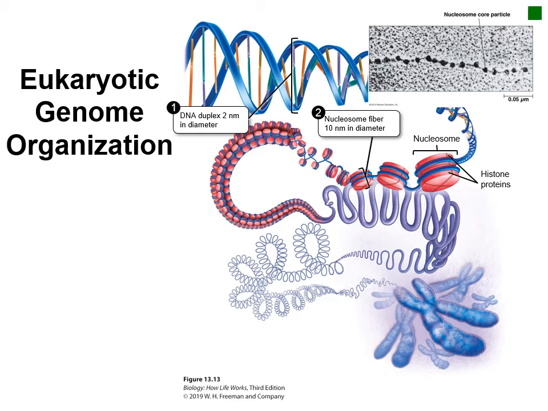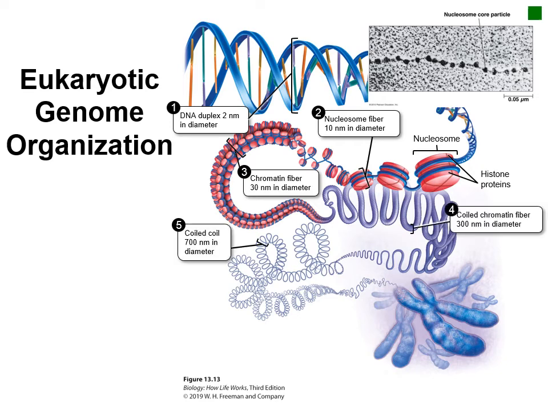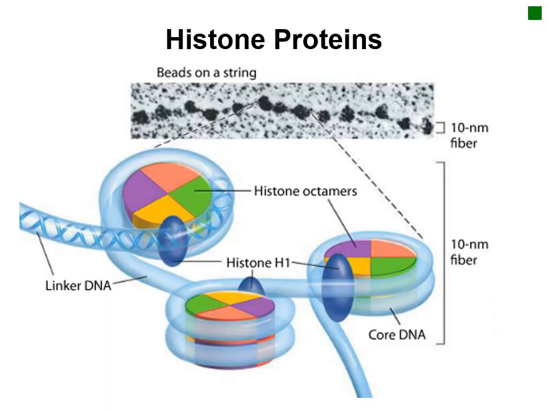The 10 nanometer fiber is then coiled around itself, forming a structure called the 30 nanometer fiber. This structure is then coiled again and again, relying on scaffold proteins to help hold the coils in place. This additional coiling allows the chromatin to fit into the nucleus. This is also what occurs to a greater extent during chromosome condensation in prophase of mitosis and meiosis. It is important to understand the composition and role of nucleosomes because we will discuss these again when we learn about gene regulation in eukaryotes.